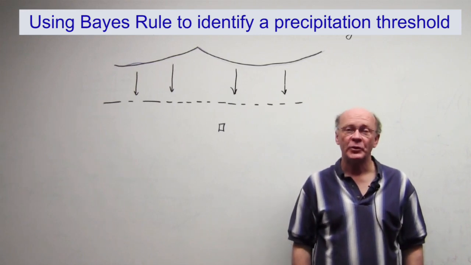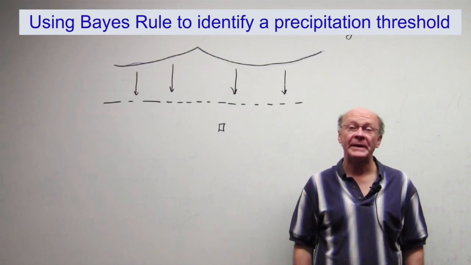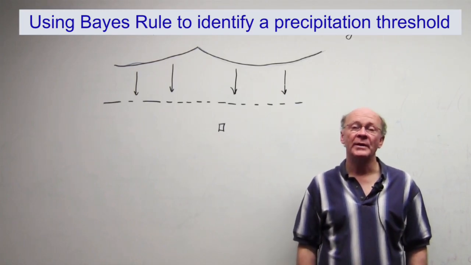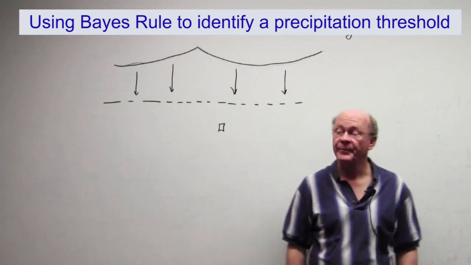Hi, I'm Bruce Jameson. There's been a lot of talk about using Bayes' rule or Bayesian updating in avalanche forecasting. I like examples, so I'm going to use a really simple example to illustrate an application of Bayes' rule to avalanche forecasting for a ski area.